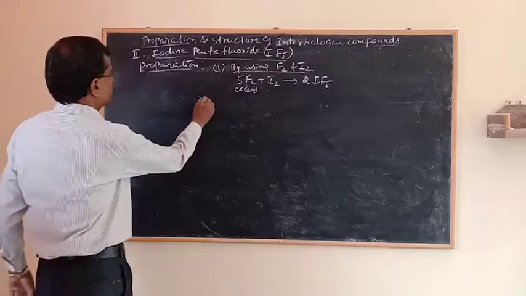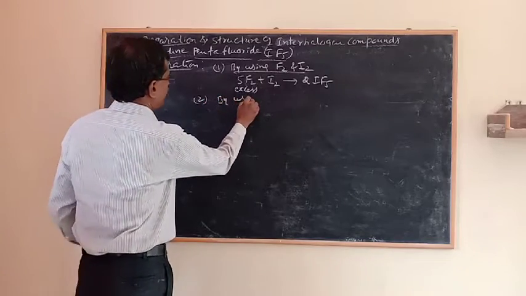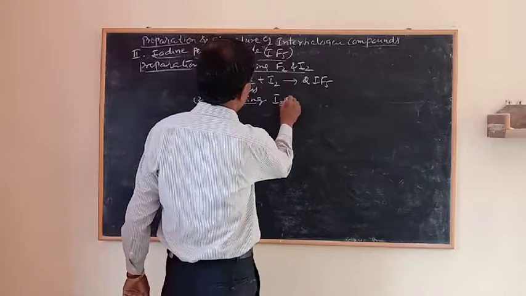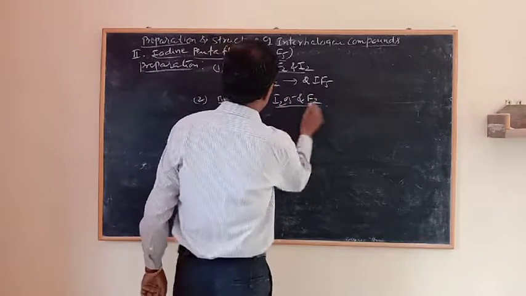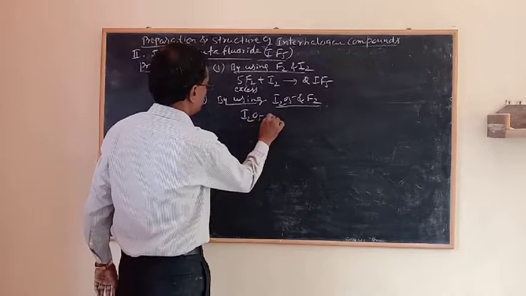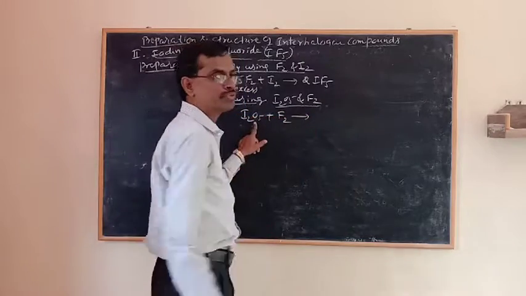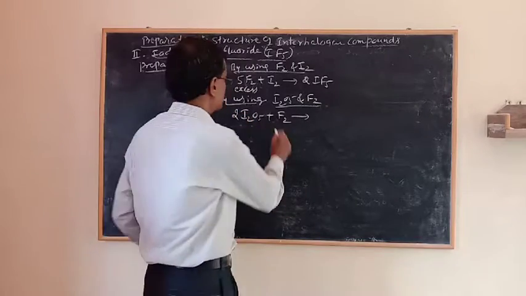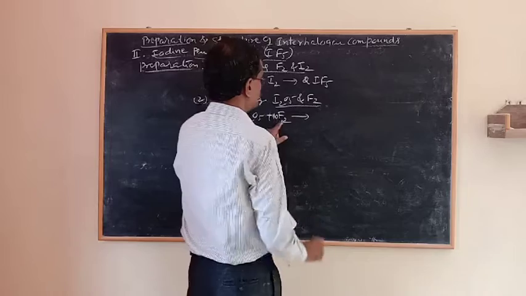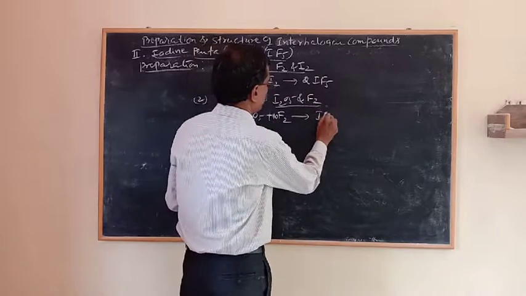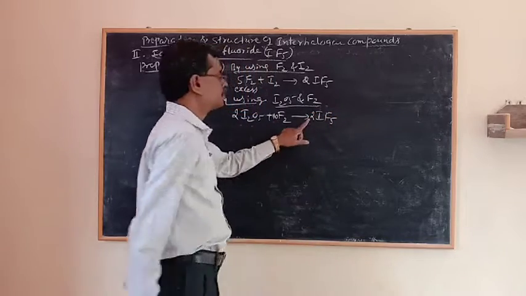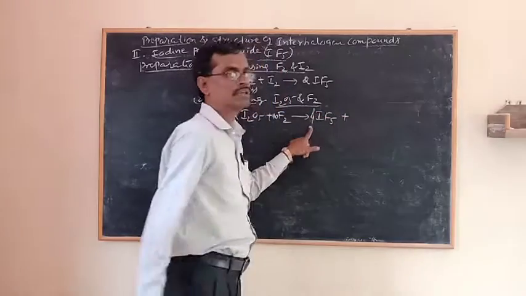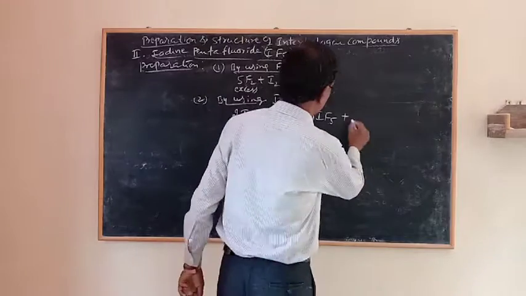In the second method, by using I2O5 and F2. Here I2O5 reacts with this fluorine F2. We are taking 2 molecules here. It forms, with 10 molecules of this F2, 4 molecules of IF5 plus the other component, this 5O2.